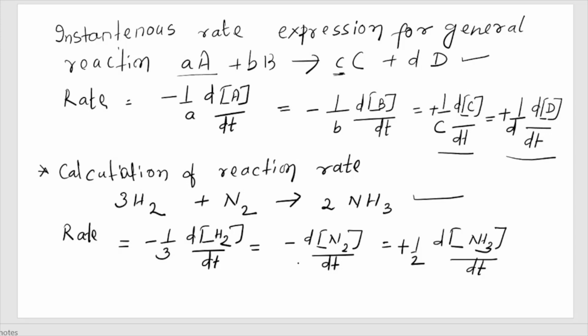Both are reactants, then come to the product. Product is 2NH3. So what will you write? Plus half, plus 1 by 2, then d[NH3] by dt. This is called the rate of a chemical reaction. In terms of instantaneous rate, this is called instantaneous rate, and this is one example.